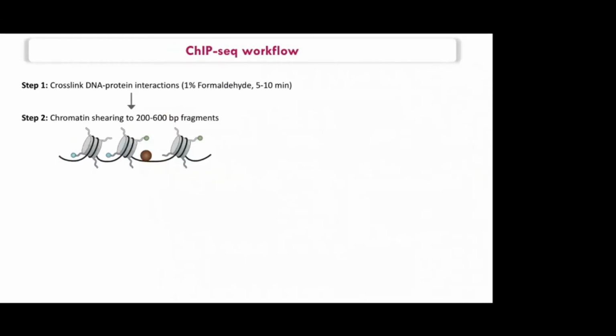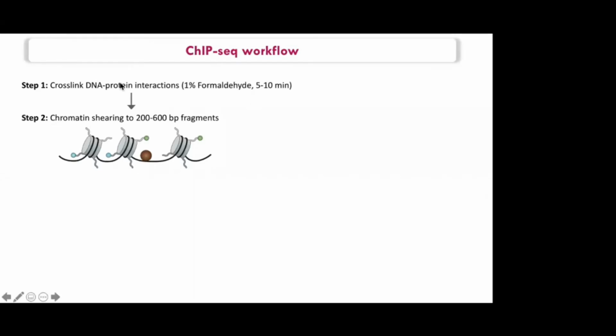So in terms of ChIP-seq workflow, here's the overview. As I mentioned earlier, you start by cross-linking DNA-protein interactions with 1% formaldehyde. For most experiments, we go for 5 to 10 minutes. The most crucial step is chromatin shearing. We target 200 to 600 base pair fragments. This chromatin shearing makes sure that the chromatin fragments are solubilized easily, and also you don't want to pull down the entire chromosome. You will lose the resolution if you don't fragment the chromatin.